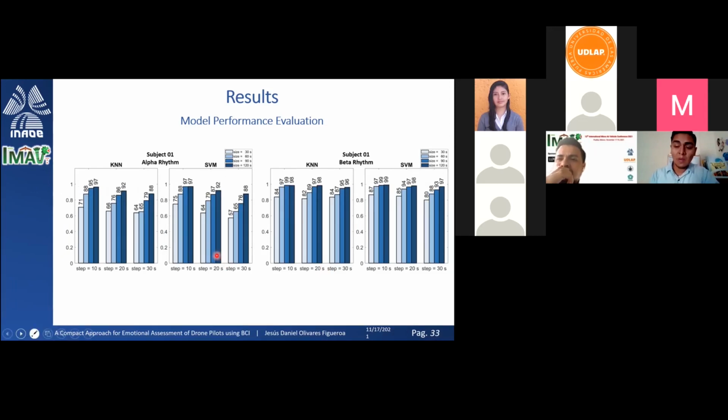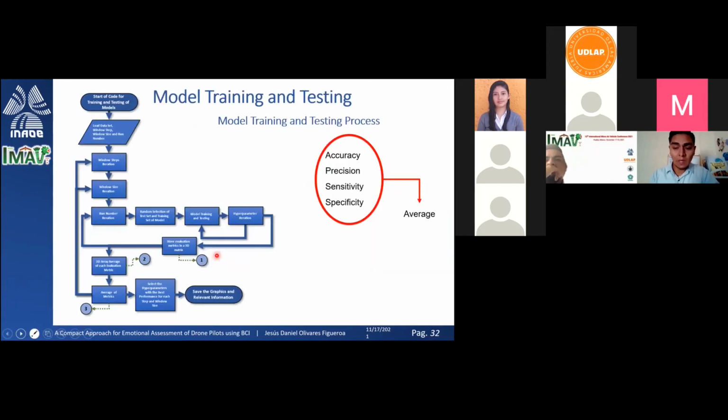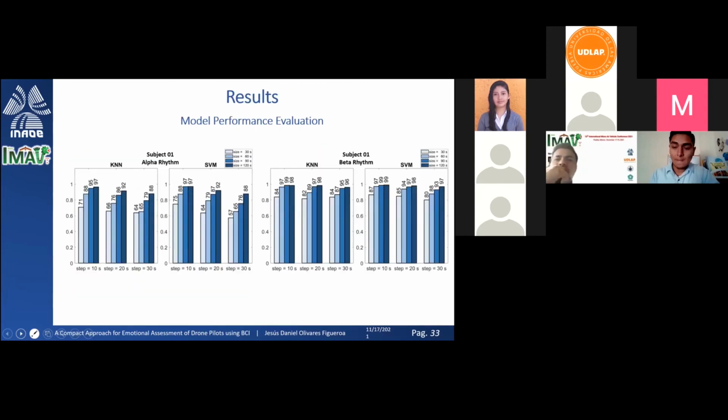And also comparing the alpha and the beta rhythms of the different steps and window size, we can see that generally the beta rhythm is higher than the alpha rhythm. As you can see for subject 1, for subject 2, and for subject 3.